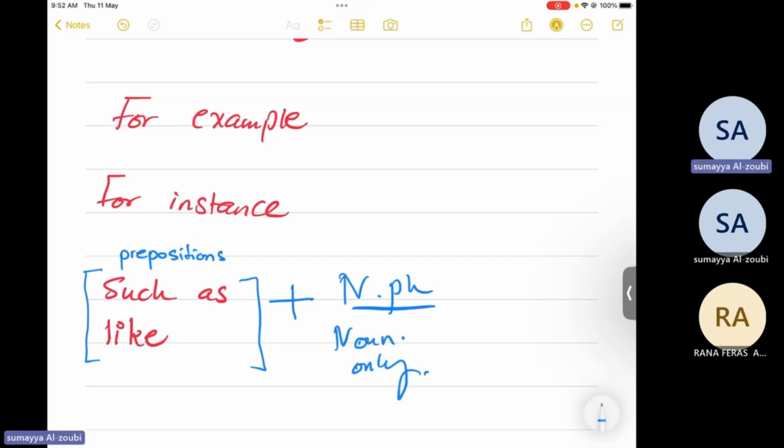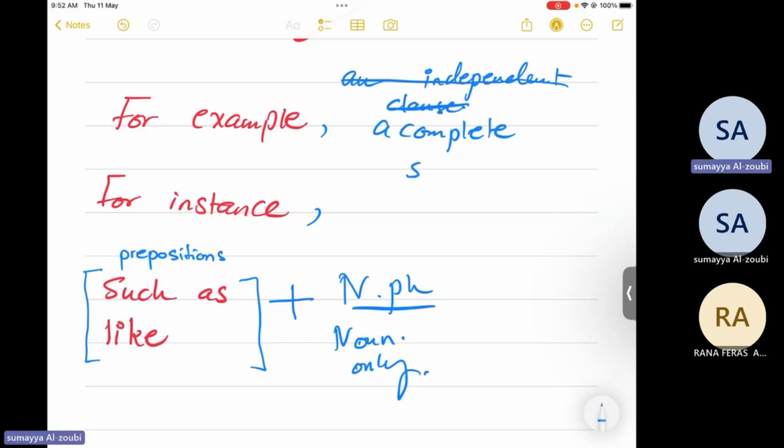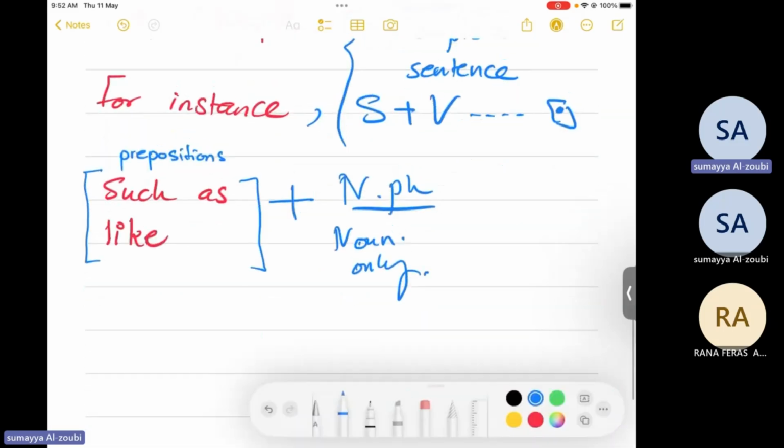But remember, for instance and for example, which have the same meaning, must be followed with an independent clause, or at least a complete sentence. You may follow for instance and for example with a complex sentence or a compound sentence, which means that after them you need a subject plus verb and then the rest of the sentence. I would like to show you what I mean by that here, if we have the following example.